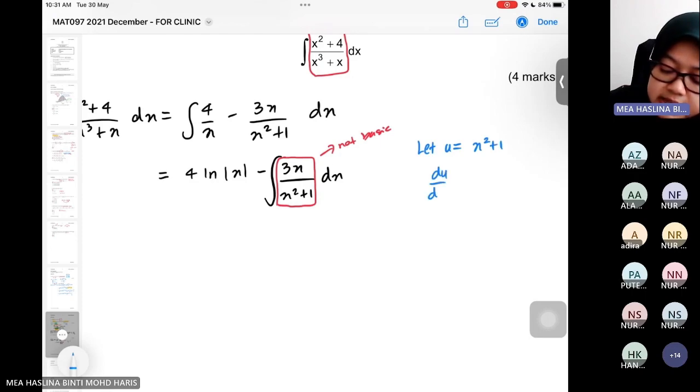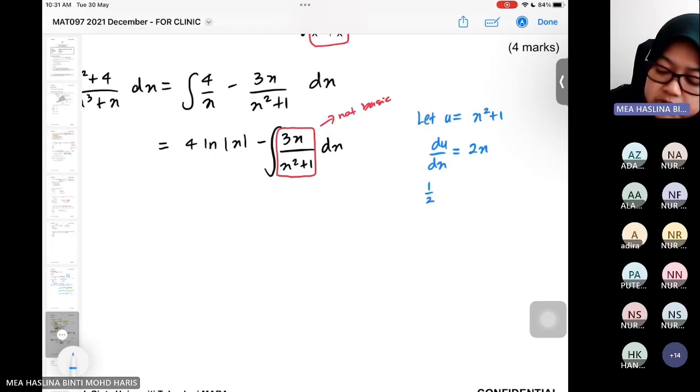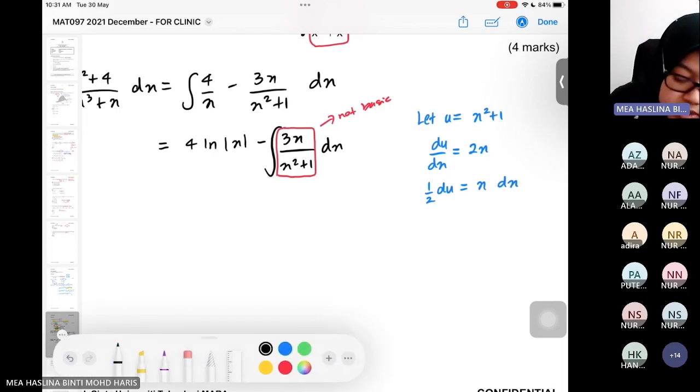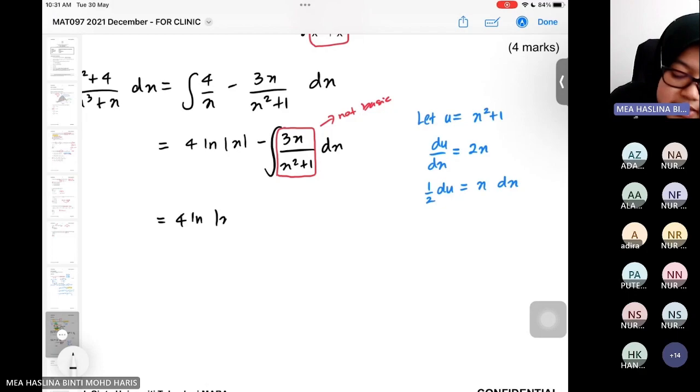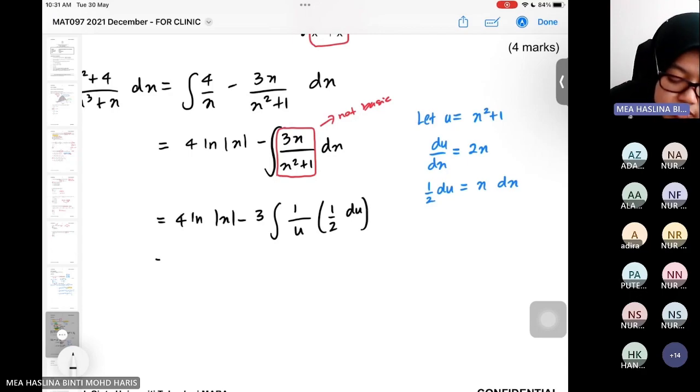So du dx equals 2x, which means you have 1 over 2 du equals x dx. So you will have here 4 natural log x minus 3, which can actually be put outside. So 1 over x squared plus 1 is u, and x dx is 1 over 2 du. So what you have there is 4 natural log x minus 3 over 2 natural log u plus c.